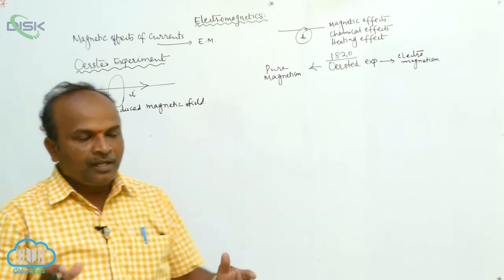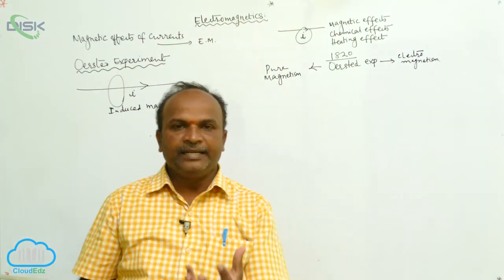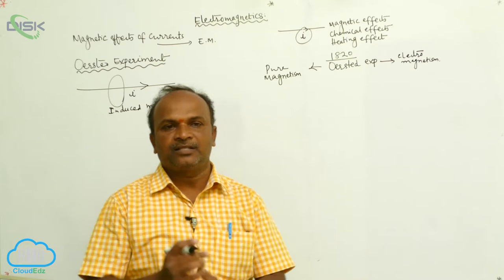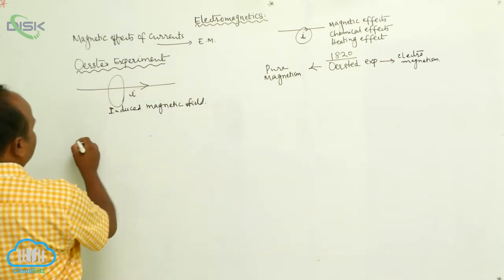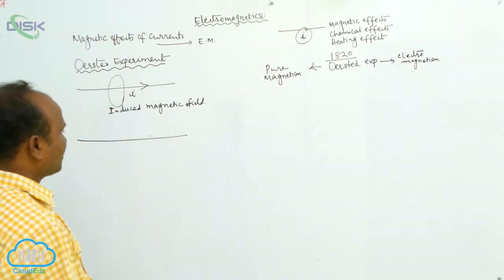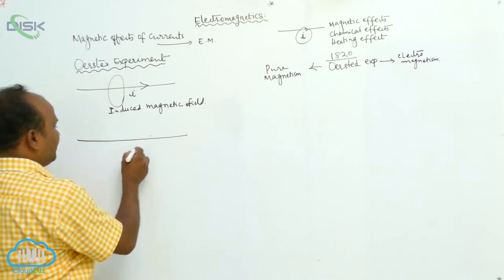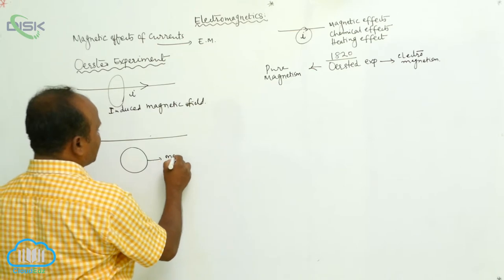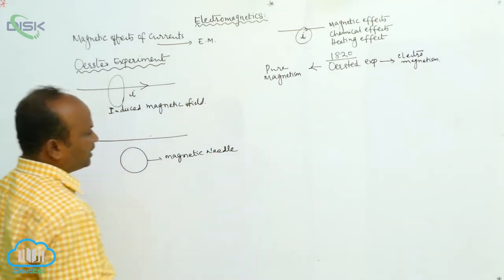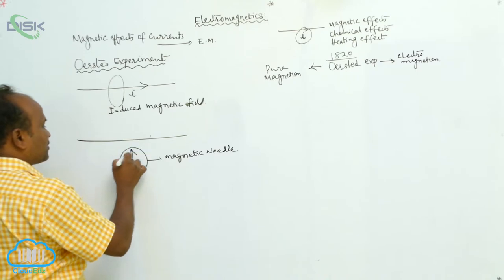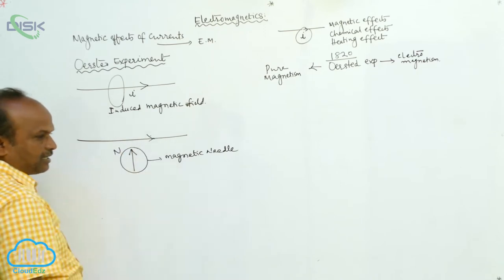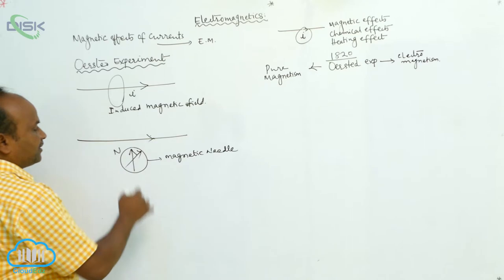Here, let us consider a magnetic needle. This magnetic needle always points in the direction of north and south. Suppose there is a conductor, and there is no current passing through it. Nearby a bare conductor, if you place a magnetic needle, it always shows the north direction. Whenever current is passing through the conductor, the magnetic needle is deflected.